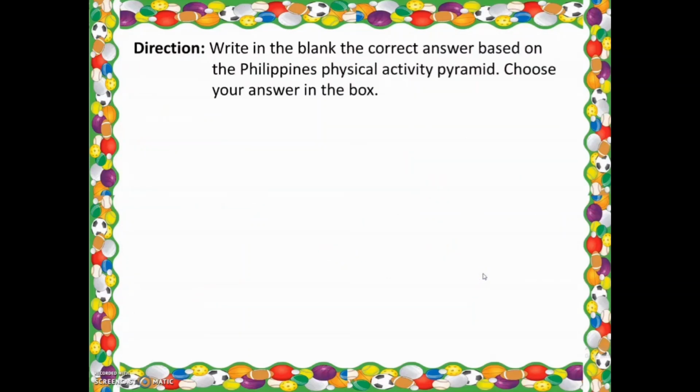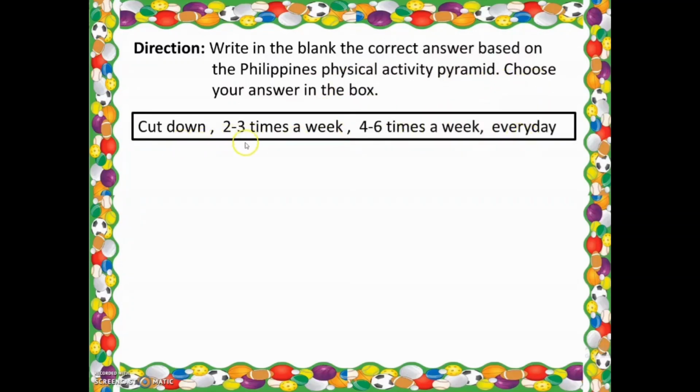So now, let's check if you listened carefully and understood our lesson. Get one whole sheet of paper or quiz notebook and answer our formative test. Let's read the direction. Write in the blank the correct answer based on the Philippines Physical Activity Pyramid. Choose your answer in the box. What is in the box? The four divisions, which are: cut down, 2 to 3 times a week, 4 to 6 times a week, and every day. So, are you ready? Do you have your paper with you?